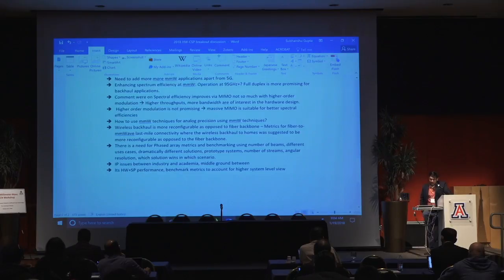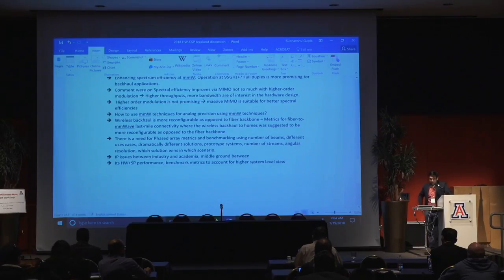The next one was the higher order modulation schemes. Higher order modulations may be feasible for backhaul, but very high order modulation schemes will incur a phase noise penalty, or phase noise requirements. So it may not be promising. That was one of the observations.